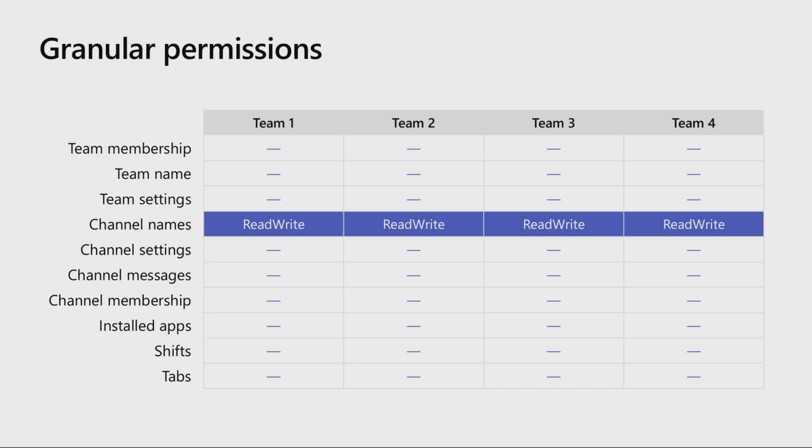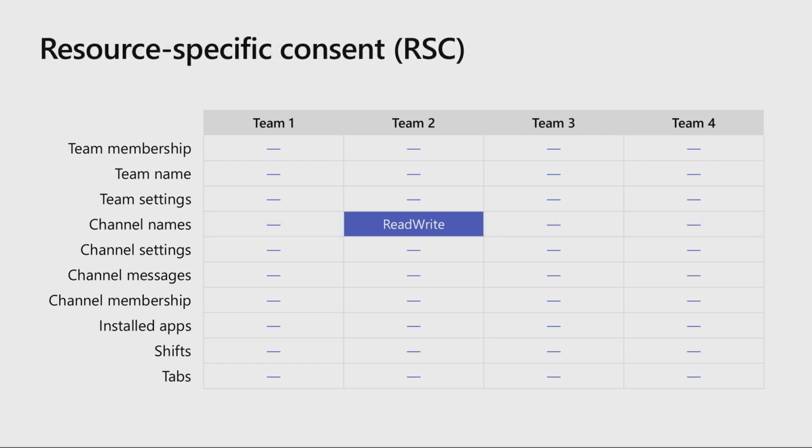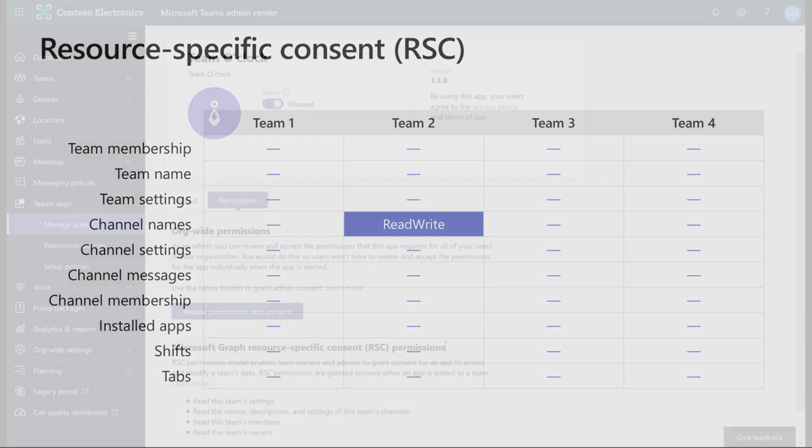Now with RSC specific permissions, that access is further limited to a very specific team. So if the app needs access to channel names, but only in a team where it is being installed, by leveraging resource-specific consent permissions, the app would get access to only, let's say, team 2, where the app is being installed. So that really provides higher trust to the IT admins that the app is getting access to the data only in a limited scope where it needs to be.